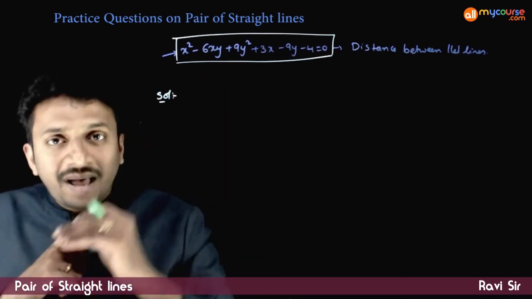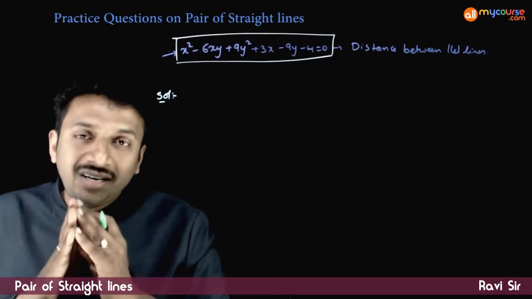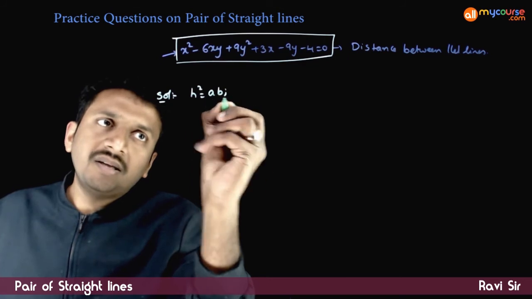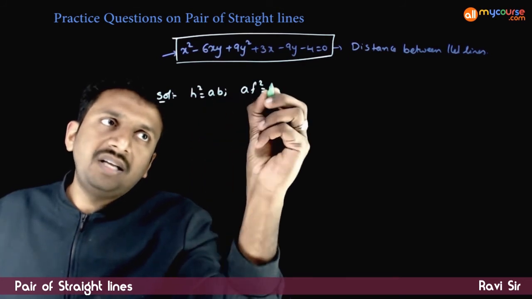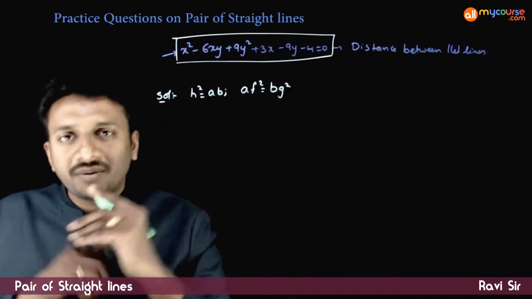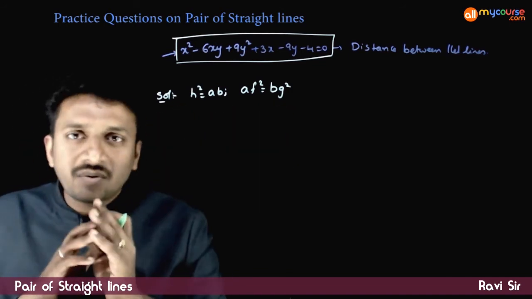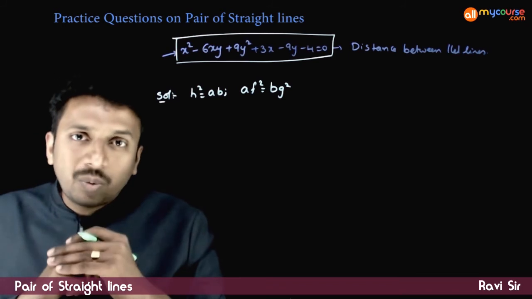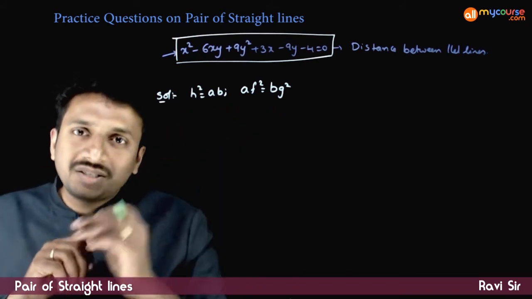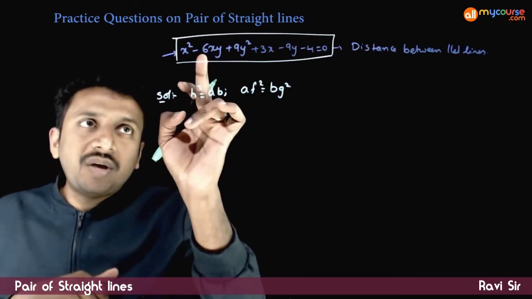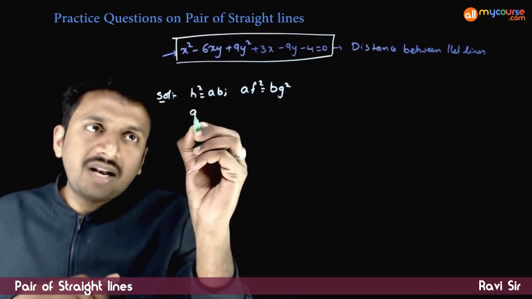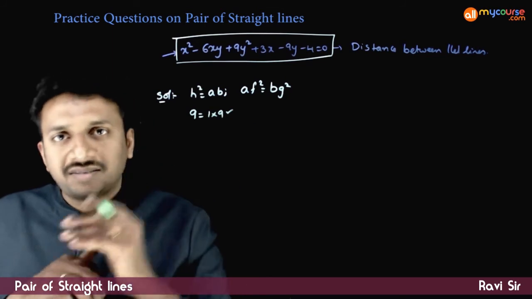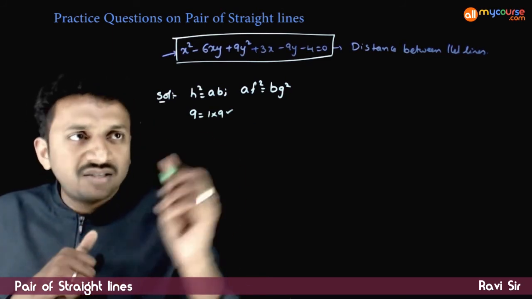If the lines are parallel, what are the conditions that need to be satisfied? h square is equal to ab and af square is equal to bg square. So if these two conditions are valid, then they represent parallel lines. Let us check whether these two conditions are valid or not. h square, h is 3, h square is 9, is equal to 1 into 9. Yes, h square is equal to ab is satisfied.